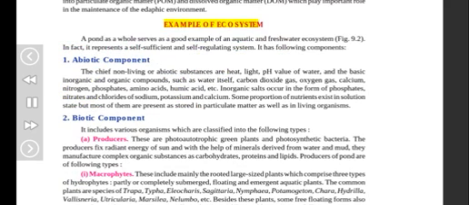Example of an ecosystem. A pond as a whole serves as a good example of an aquatic and freshwater ecosystem, figure 9.2. In fact, it represents a self-sufficient and self-regulating system. It has the following components. 1. Abiotic component. The chief non-living or abiotic substances are heat, light, pH value of water, and the basic inorganic and organic compounds, such as water itself, carbon dioxide gas, oxygen gas, calcium, nitrogen, phosphates, amino acids, humic acid, etc.